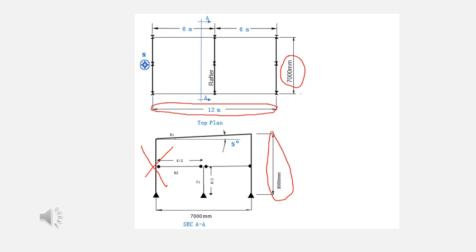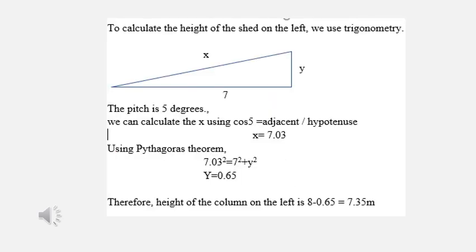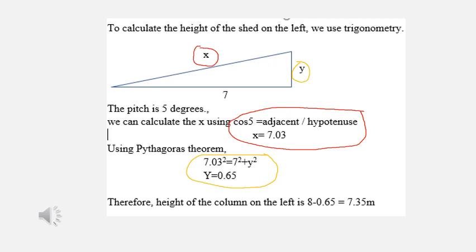The roof pitch is 5 degrees. So we were not given the dimension of the left column, so we have to calculate it ourselves. We use the trigonometry method here, that cosine theta equals the adjacent over the hypotenuse. Since we have the adjacent, we can calculate the hypotenuse. Then we use the Pythagoras theorem to obtain the height of the elevated roof pitch. So the elevated part is 0.65 meters, which means the height of the left column is 7.35 meters.